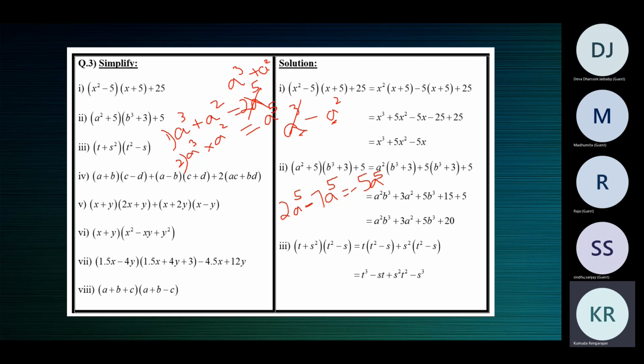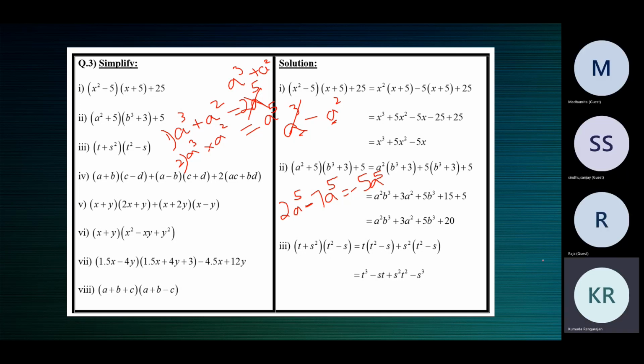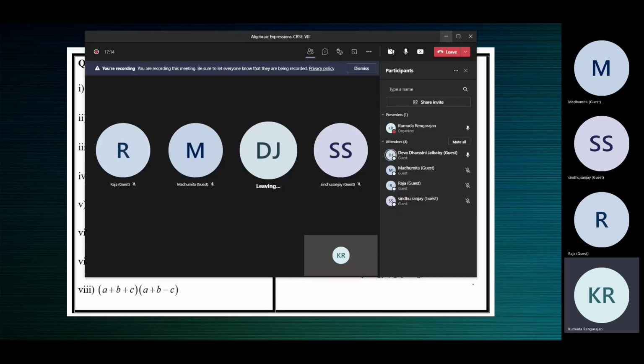Multiplication, division, don't worry. Anything can multiply. Sorry? Idiot. Devadarshini, please put your mic on mute and then talk.